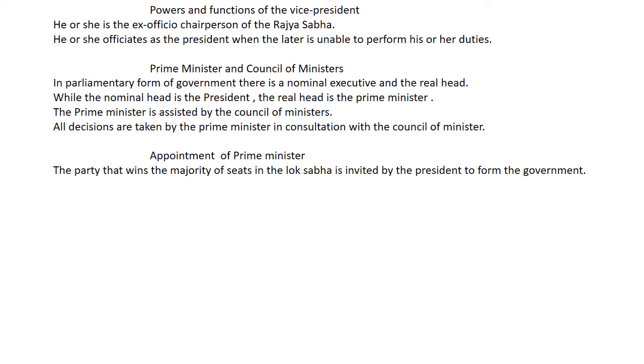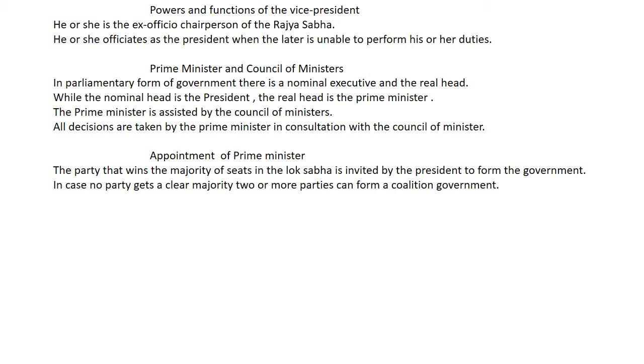Appointment of the Prime Minister. The party that wins the majority of seats in Lok Sabha is invited by the President to form the government. One, the party that wins the maximum number of seats in the Lok Sabha. For example, BJP won the maximum number of seats, 303. So they have got the majority and they form the government. The president will also invite them to form the government.